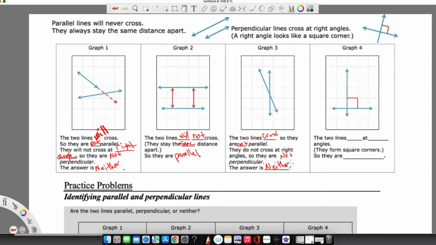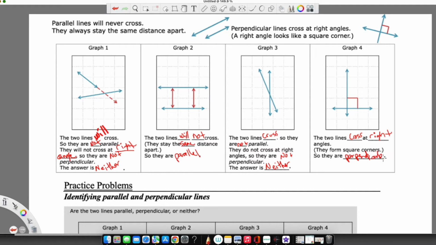All right, the last one here, we have the two lines cross at right angles. And I know it's a right angle because of that red square. That tells me it's a right angle. Okay, so that's the indicator that it's a 90 degree or right angle. They form square corners, right? I can see that nice square being formed there. So they are perpendicular.